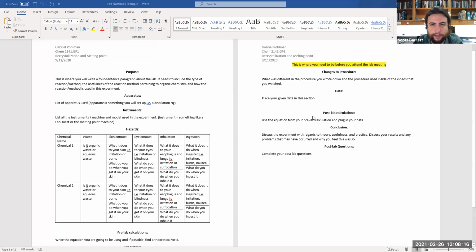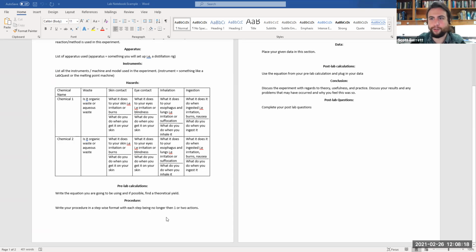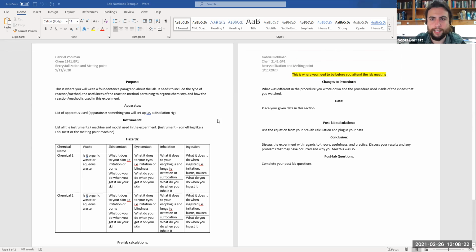Procedure, everyone's doing great on that so far. You just need to make sure you rewrite it in your own words on how you would perform the experiment. Y'all are doing great on that. Changes in procedure, y'all are doing fine on there as well. There hasn't been any major changes we need to worry about.